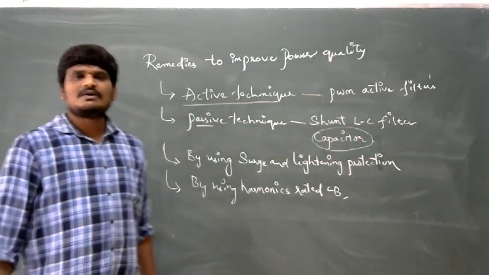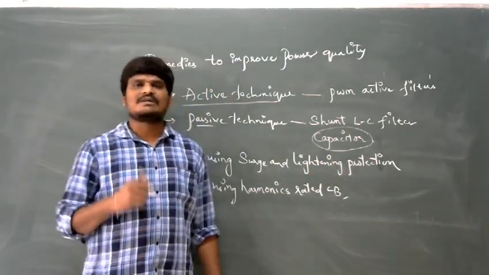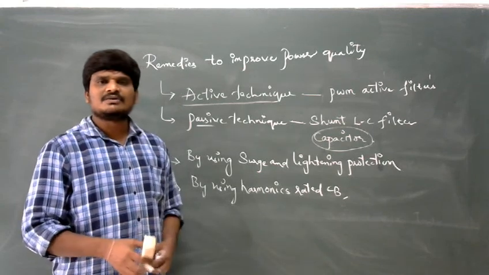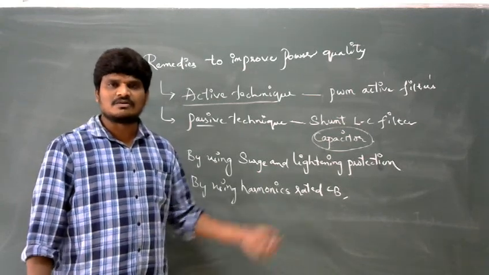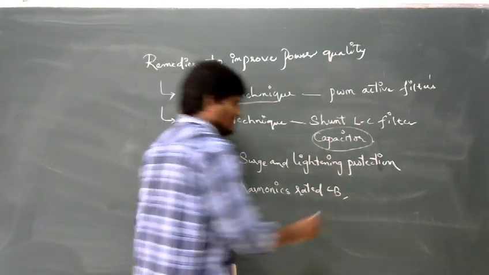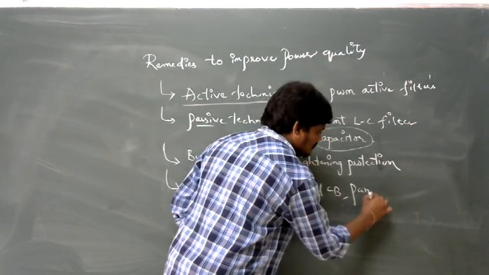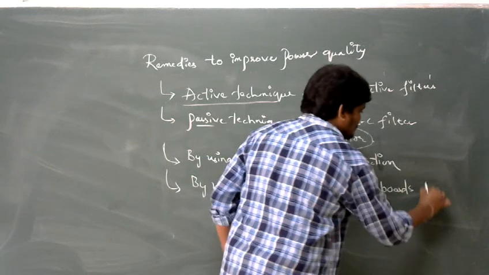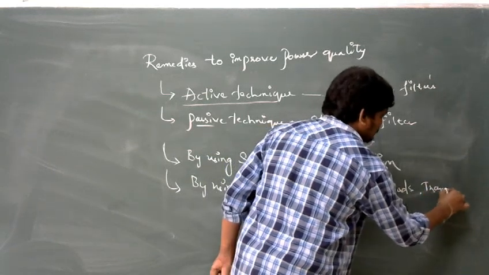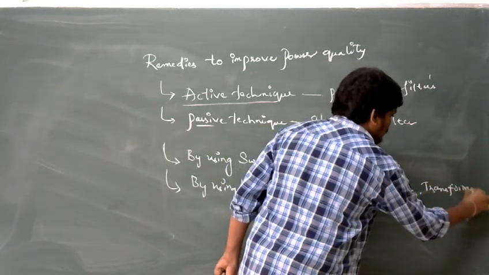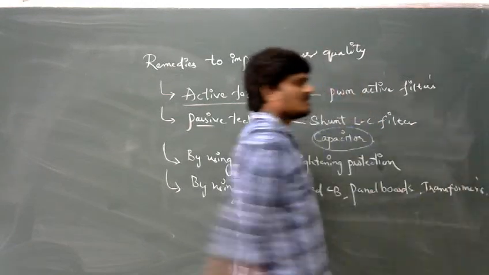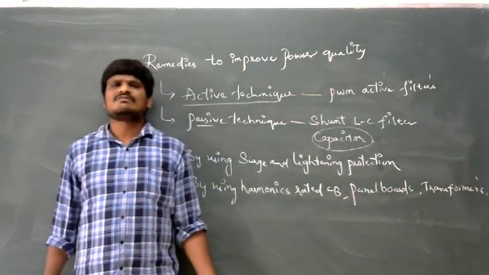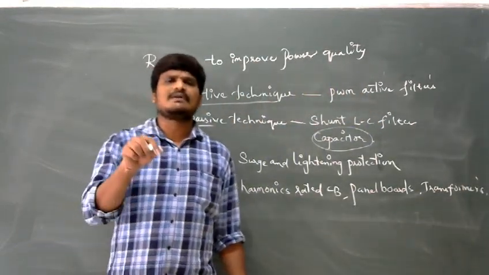So in order to improve the power quality to a certain level, I need to use harmonics rated circuit breakers, or harmonics rated panel boards, or harmonics rated transformers.